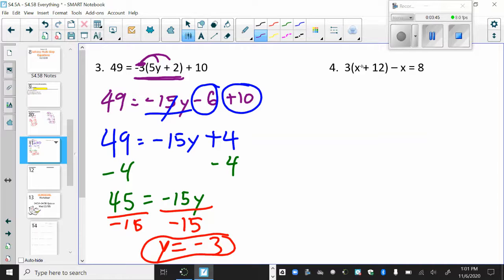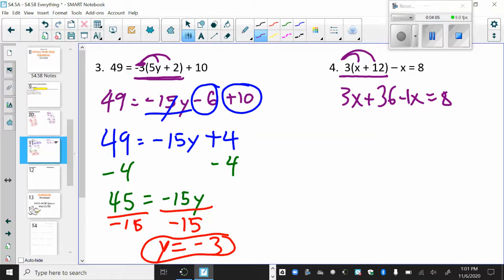Question 4, I'm always going to start by finding that distributive property. I'm going to start at my parentheses and go to the left till I hit a number. I'm looking for a sign, but there isn't one, so it's just 3 times the quantity x plus 12. I'm going to distribute. 3 times x is 3x. 3 times 12 is plus 36. Then I'm going to bring down minus x equals 8.